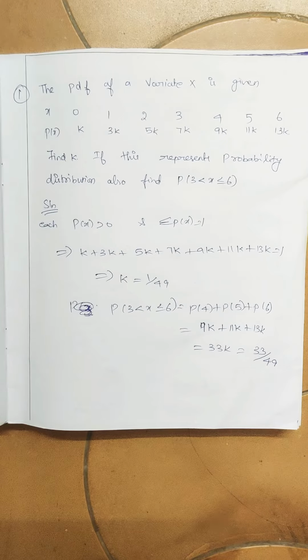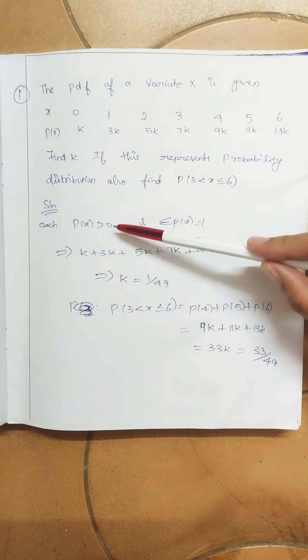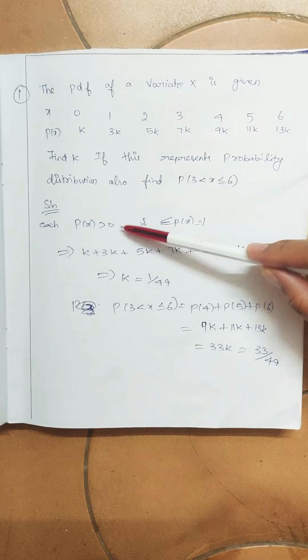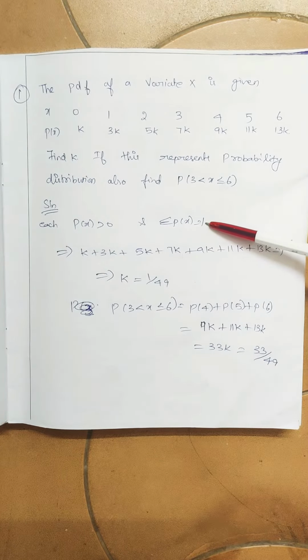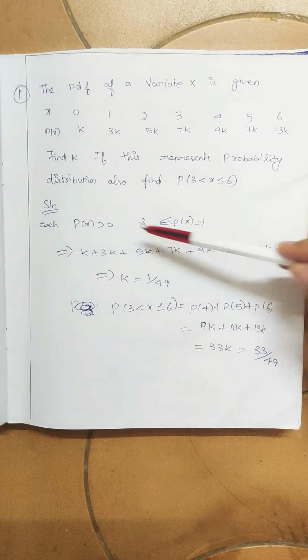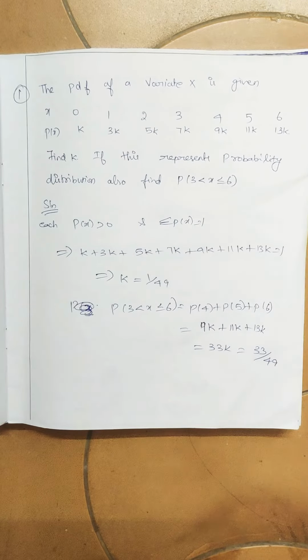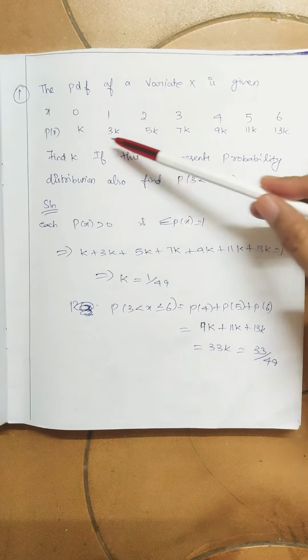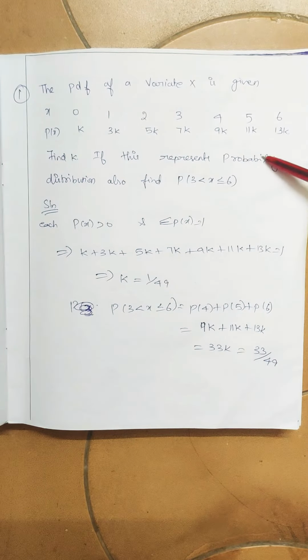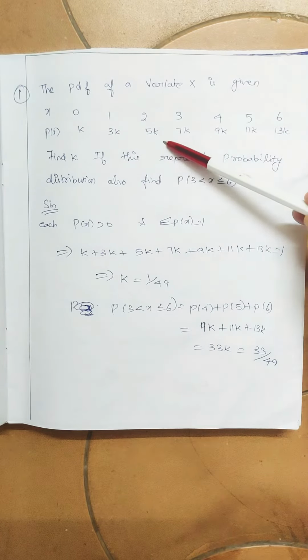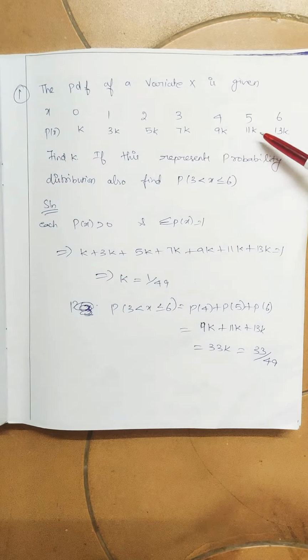Now second thing, once it's a discrete random variable, what are the conditions? Each probability should be greater than 0 and their summation should be equal to 1. So these are the two properties of a probability density function. So what I'm going to do, I'm going to add all these values and equate it to 1 so that I can find k. So k plus 3k plus 5k plus 7k plus 9k plus 11k plus 13k is equal to 1. So 49k is equal to 1. So k is equal to 1 by 49.